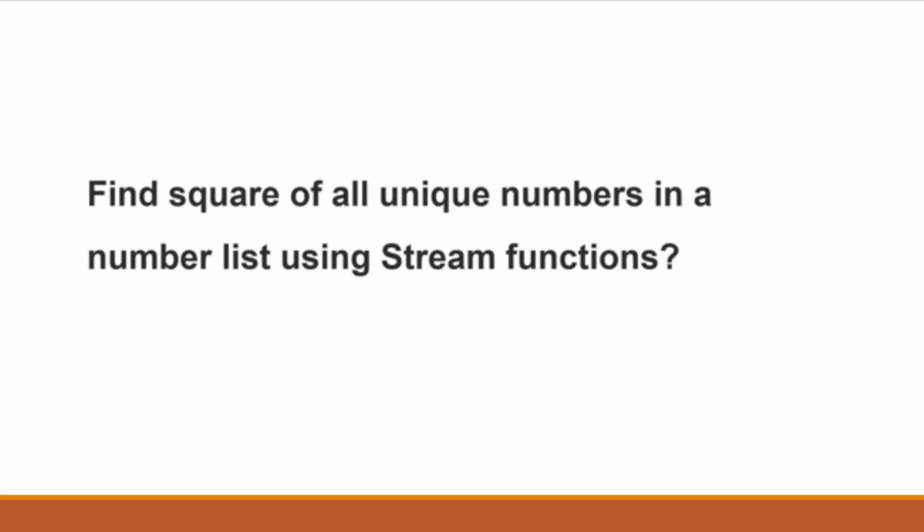If the interviewer provides a list of integers, an integer array or integer list, and asks you to find the square of all unique numbers, you will be given one list which would be integer type. In many previous videos I covered string related questions, so I thought to cover some important basic and advanced integer based questions. So you have to find the square of unique numbers.